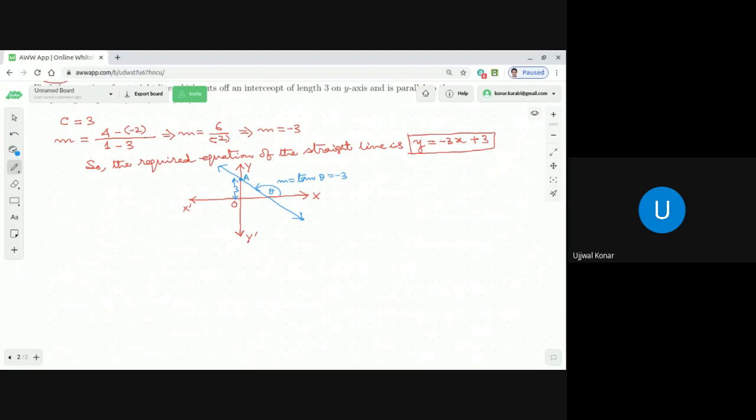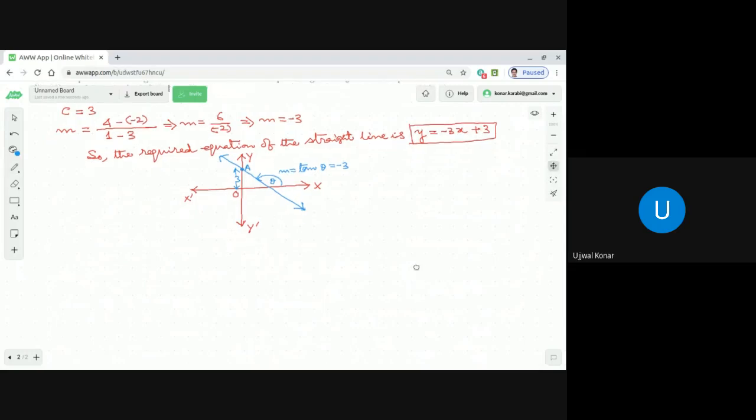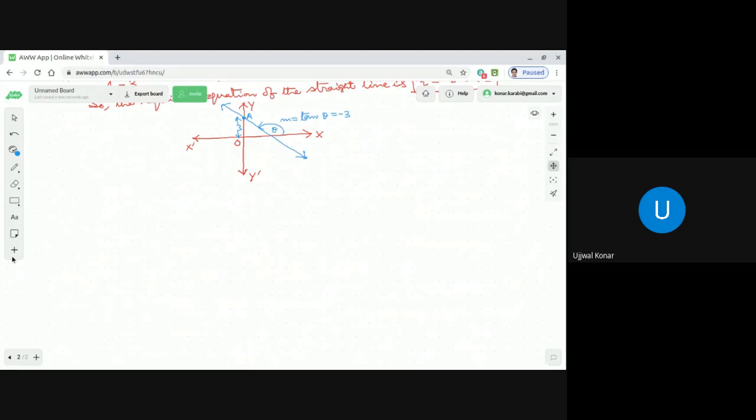The next one I am going to do, dear students, is question 2. Let me place question 2 in front of you and then we'll solve it together.